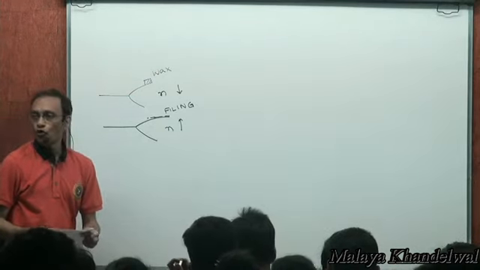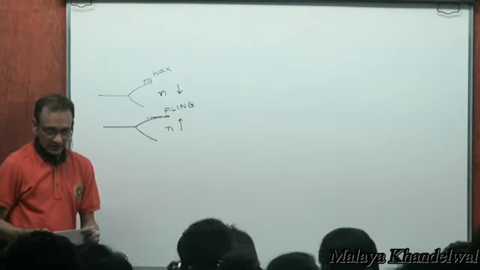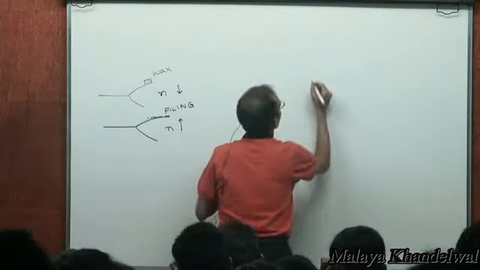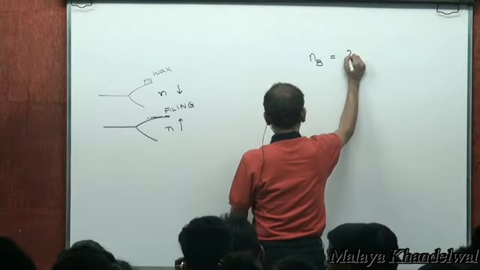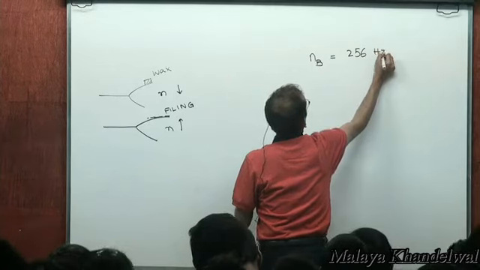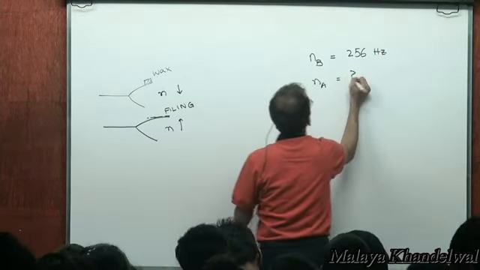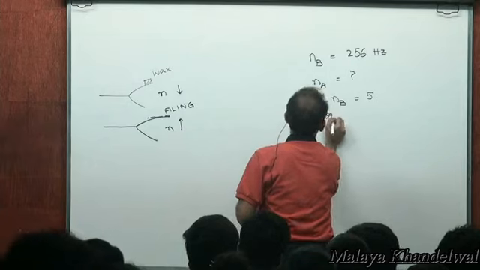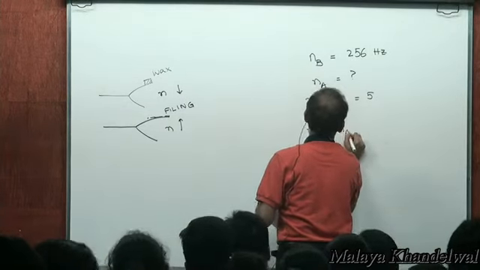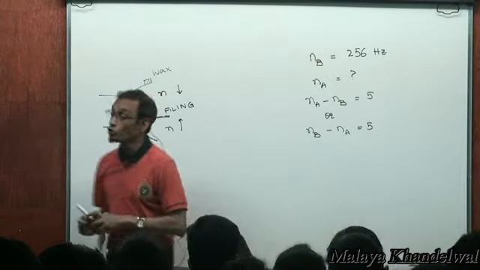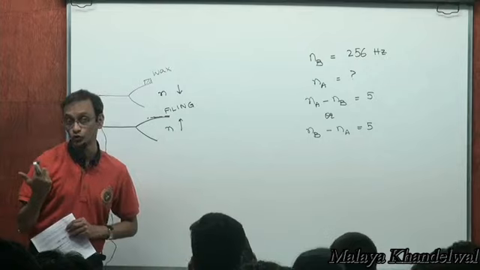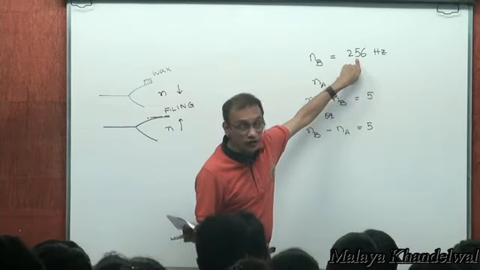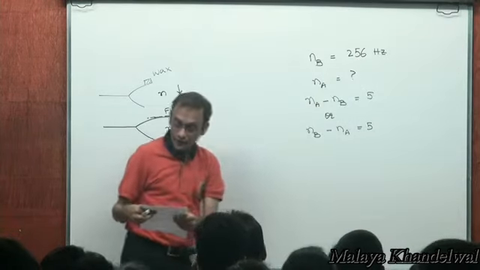Now, a tuning fork A gives 5 beats per second when sounded with another tuning fork B of 256 hertz. So there is B, which is 256 hertz, and there is tuning fork A, whose frequency we do not know. All that we know is either NA minus NB is 5 or NB minus NA is 5, because the beat frequency is given to be 5 hertz. One of the two things. That means the frequency of A would either be 251 or 261. These are the only two possibilities. Clear?